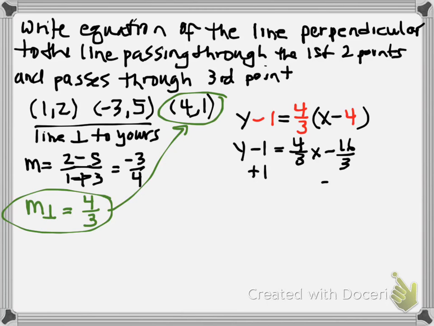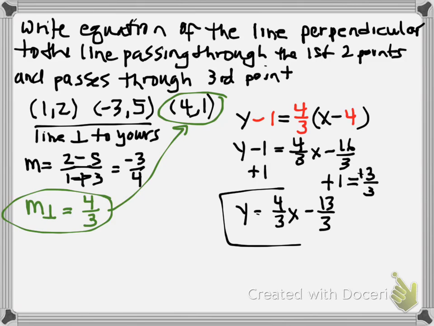Add 1 to both sides, but I can't add 1 to the fraction, so what fraction should I be turning the 1 into? Armand? 3/3. 3/3. And now it's a positive 3/3. So we get y equals 4/3 x. Negative 16 plus 3 is negative 13/3. And that's the equation. Okay?